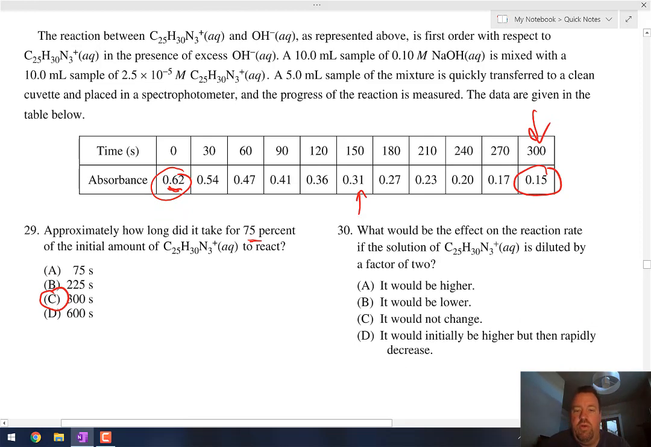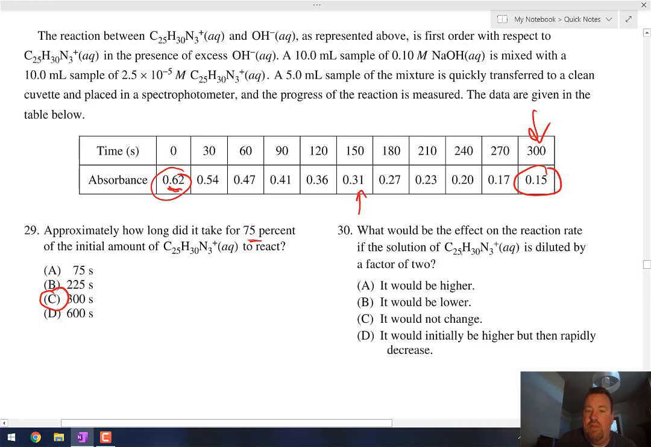Number 30, what would be the effect on the reaction rate if the solution is diluted by a factor of 2? Well, if the concentration is diluted, the light from the spectrophotometer travels through that cuvette, and as it travels through, it hits the particles in there and changes direction. So when you dilute the solution, more of the light is going to be able to pass through because the particles are more spread out.